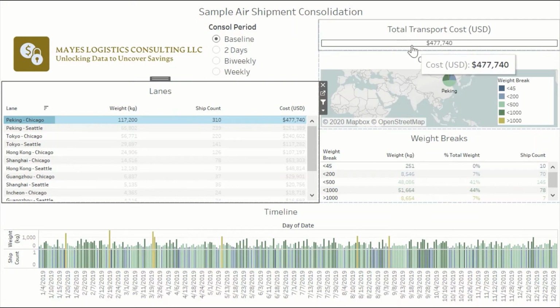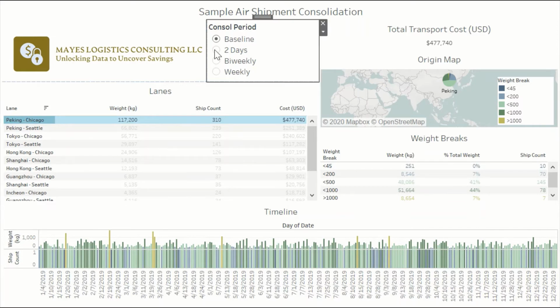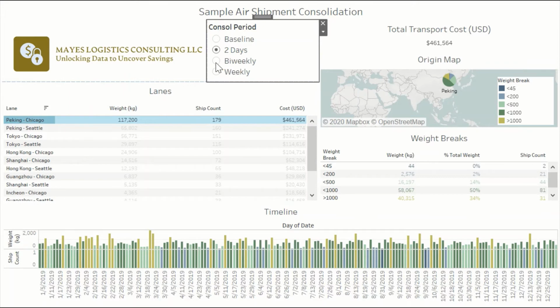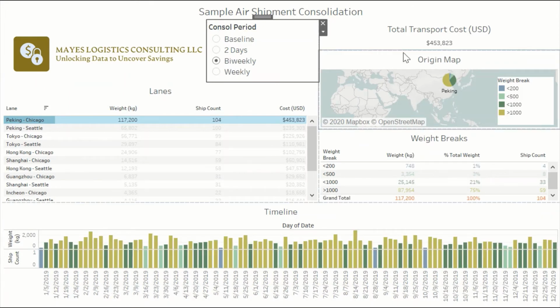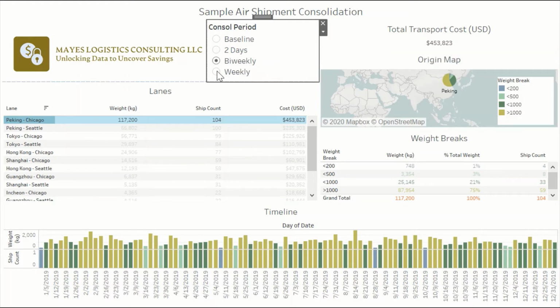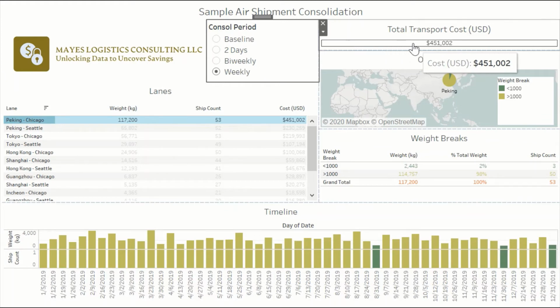So in the baseline, the total transportation cost is $477,000. But if we change the consol period from the baseline to 2 days, that drops to $461,000. If we drop to 2 times a week, it goes down to $453,000. And if we go all the way down to weekly, the total cost on that lane drops to $451,000.